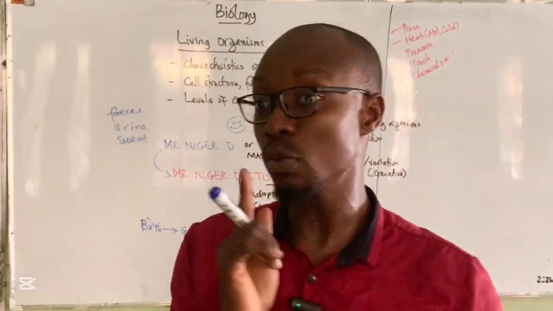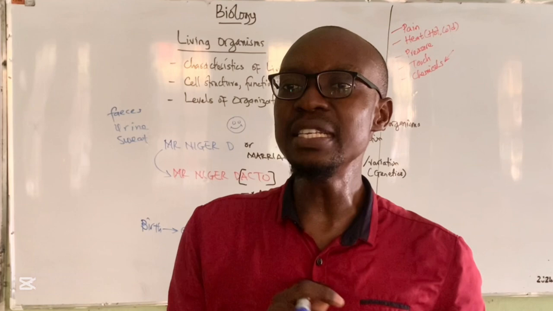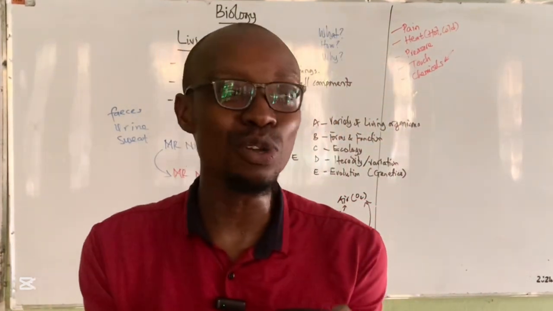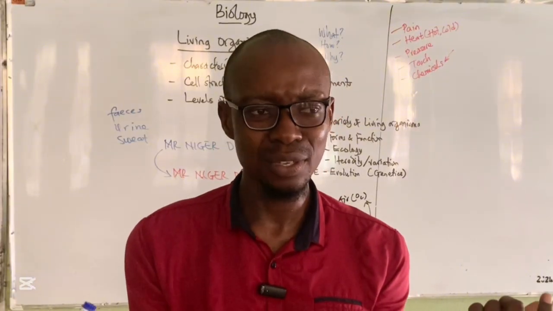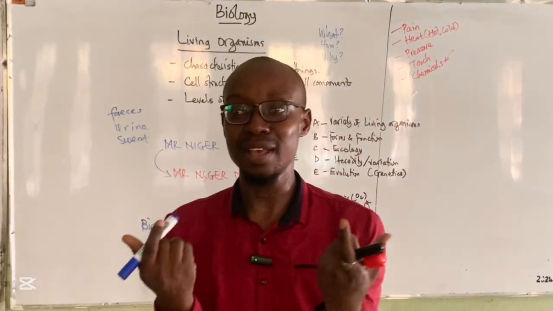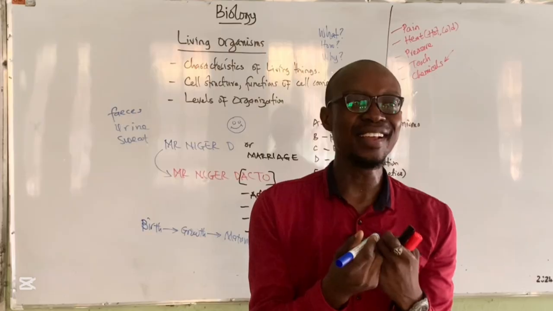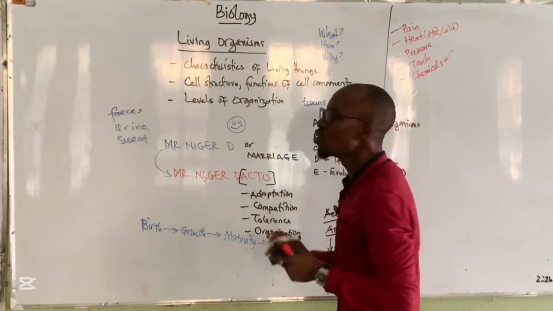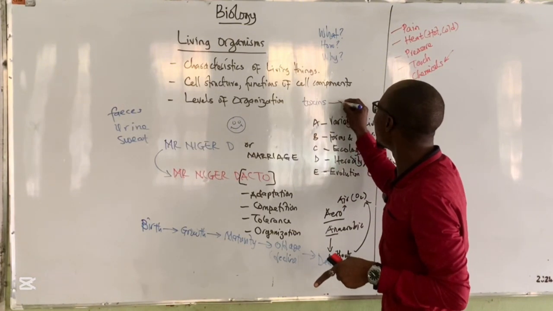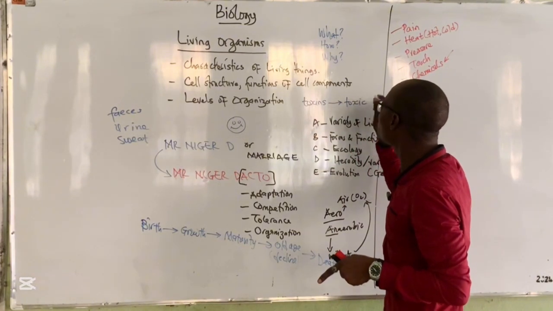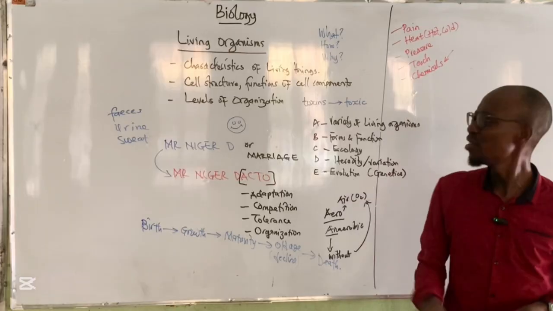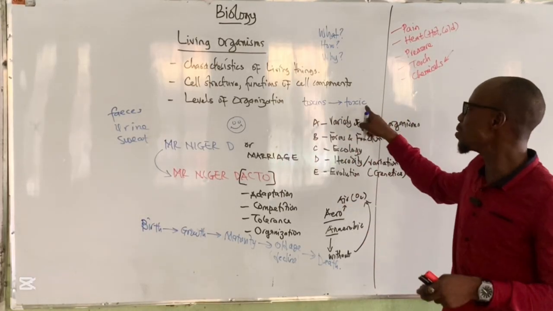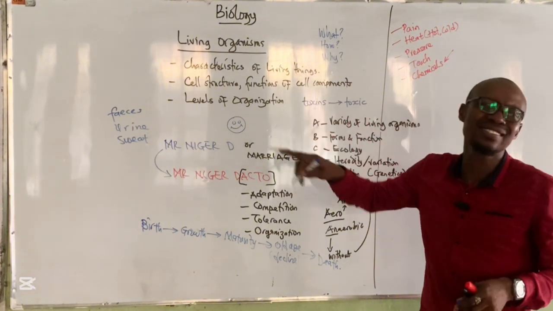Why is it important that these waste products of metabolism are removed from the body? Because these excretory waste products in the body could produce what are called toxins. Toxins. These toxins are toxic. Anything toxic produces toxins.